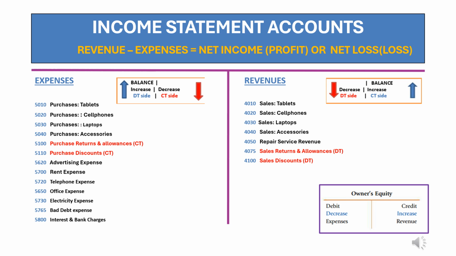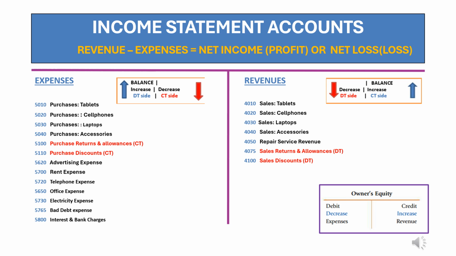Purchase returns and allowances, a credit account, a contra account that tracks returns and adjustments on purchased items. Purchase discounts, a credit account that records discounts received on purchases, reducing total expenses. Advertising expense, costs related to promoting and marketing the business.